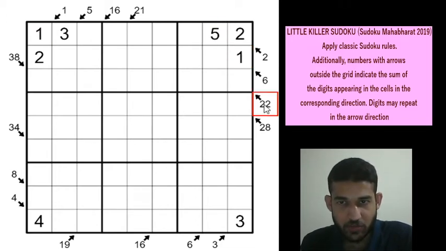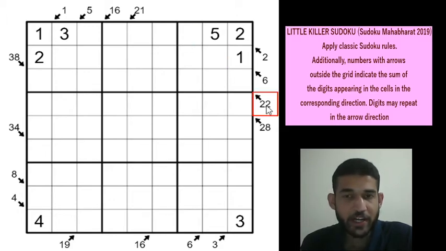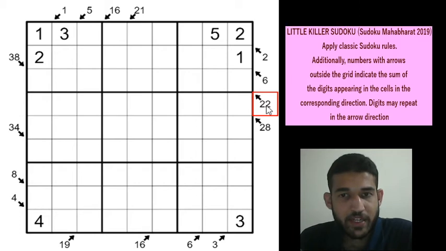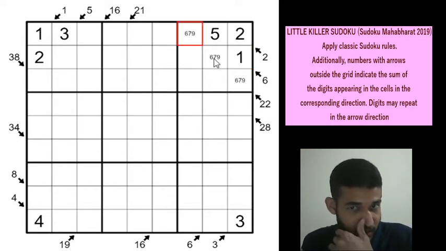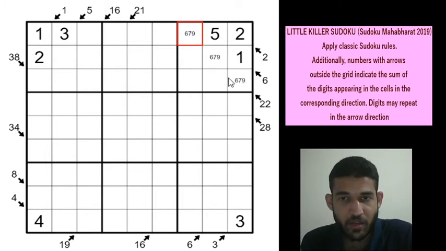Now let's look at this 22 total. There are 3 cells along the direction. A 22 made up of 3 cells can only be 9 plus 8 plus 5 or 9 plus 7 plus 6. There is no other possibility. But you can't have 9 plus 8 plus 5 because we have placed the 5 here already. So this is going to be your 6, 7, 9 in some order, and the rest of the cells will be 3, 4, 8 in some order.